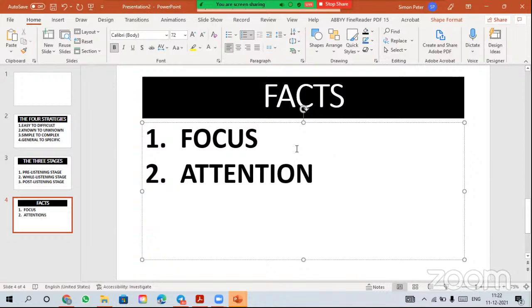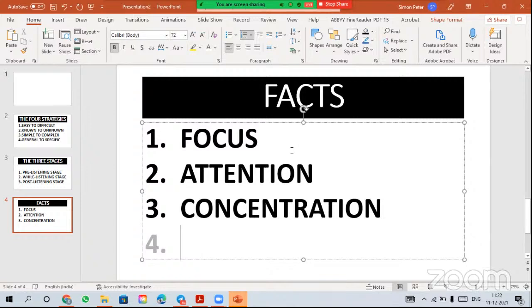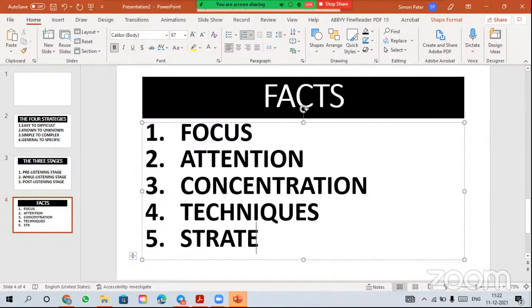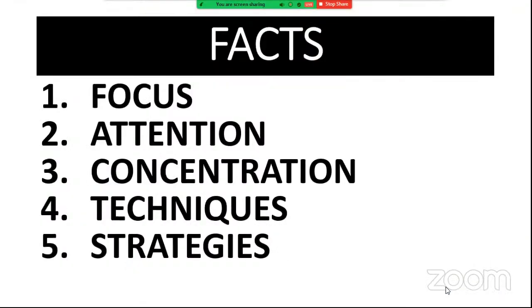This is an acronym. Acronym means every letter represents one word. Then the third one is concentration. Then the fourth one is techniques. Then the fifth one is strategies. So these are the 5 different things that you have to follow: focus, attention, concentration, techniques, and strategies. These are the 5 things that you are supposed to implement.